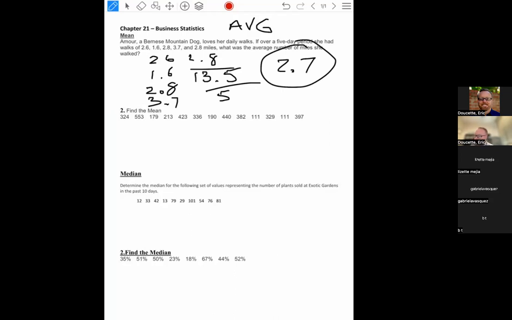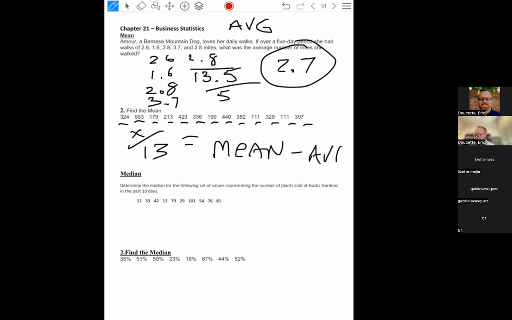Same thing with the one down at the bottom here. You just add all these up: 324, 553, 179, 213, 423, and so on. Then you divide by how many there are: 1, 2, 3, 4, 5, 6, 7, 8, 9, 10, 11, 12, 13, so divided by 13. Whatever the total is divided by 13 will give you your mean, the same thing as saying average. You guys know how to do that, right? I don't need to spend too much time on that. That's pretty much the mean.